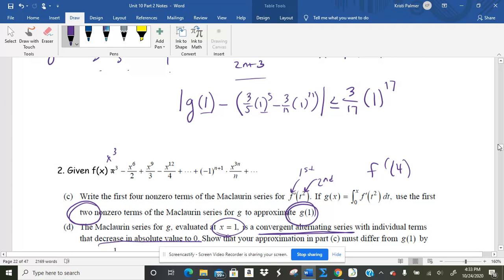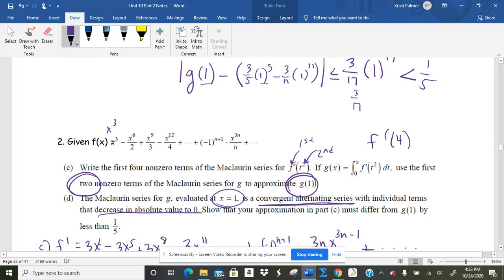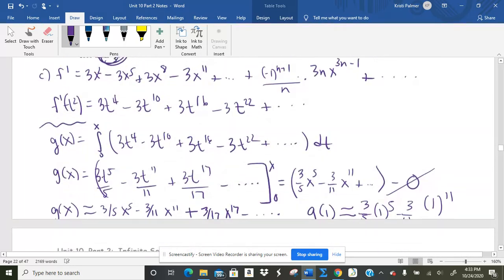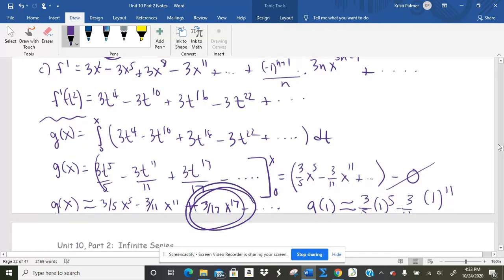And if I looked at that, that was just 3/17, and it wants us to show, now we need to write this, so when you're in your quizzes or your tests, you need to tell me, yes, that is less than what they said of 1/5. So show that it is less than 1/5. And yes, 3/17 is smaller than 1/5. That's all. The alternating series just says, go to the next term, plug in the 1. So my next term was right there, and I plugged in the 1. Let's go to the next one.